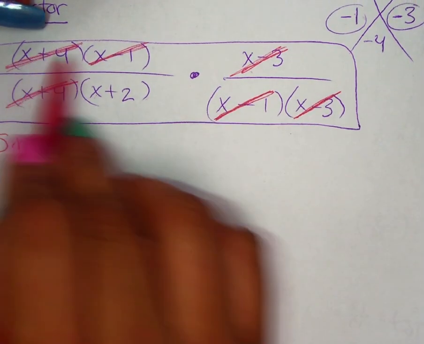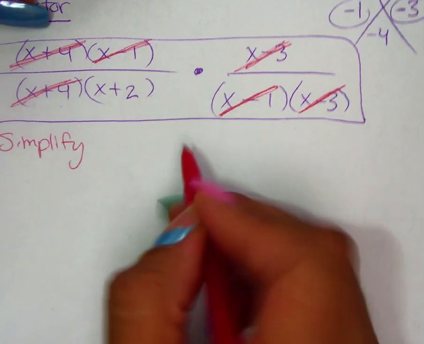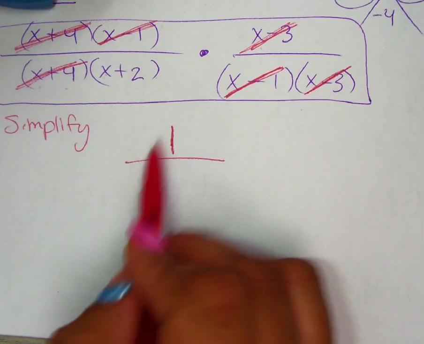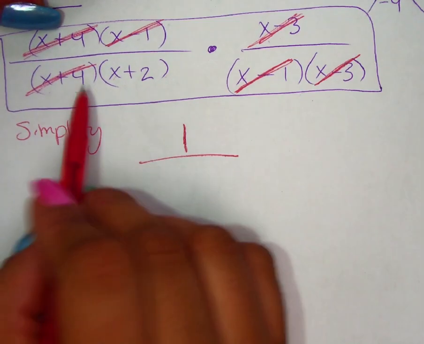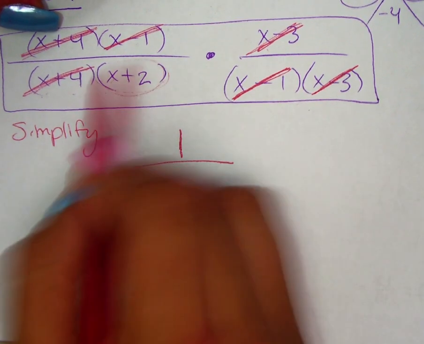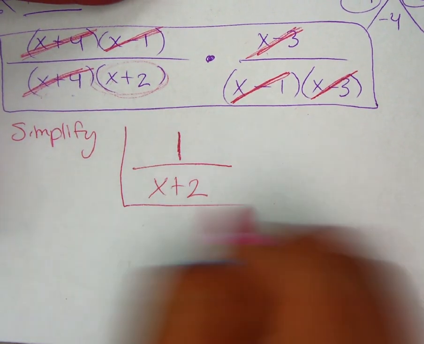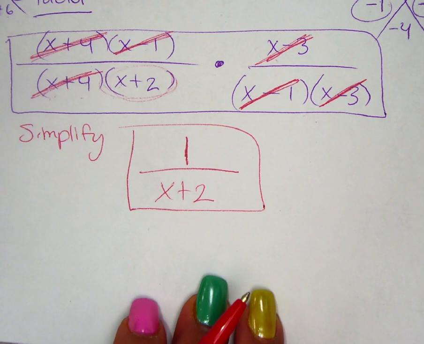Also, it means that if everything in the numerator disappears, we now have a number 1 as a factor in the numerator. In the denominator, we just have x plus 2. So x plus 2 will go here, and this ends up being your answer for this problem.